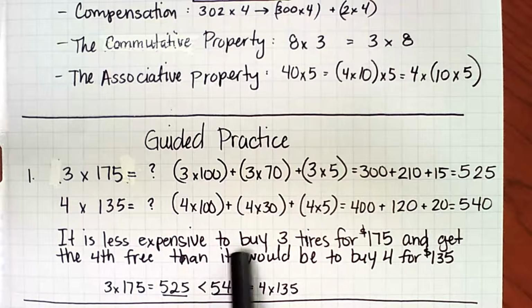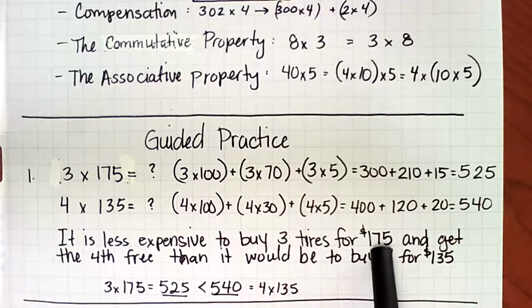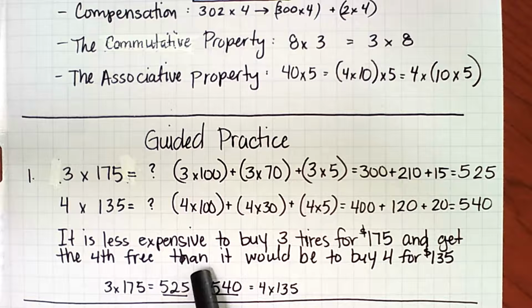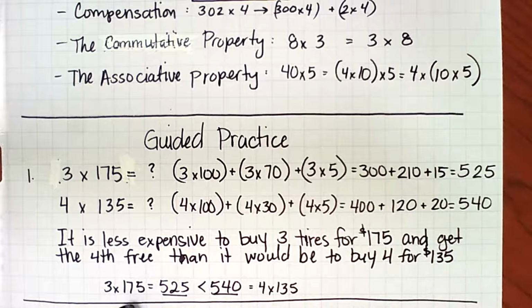I need to tell why I came up with that answer and how I'm defending it. It is less expensive to buy 3 tires for $175 and get the 4th tire free than it would be to buy 4 tires for $135. And I put the math down here. 3 times 175 is 525. That is less than the product of 4 times 135, which is 540.